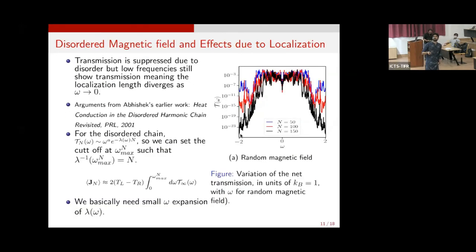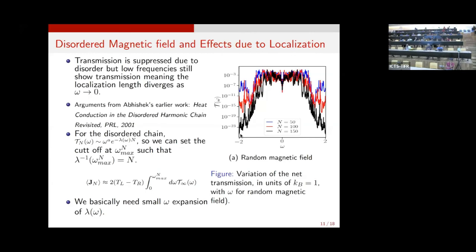So when this lambda of omega times n is an order 1 number, then this omega to the power a will become relevant, and it will contribute. And when lambda of omega times n becomes much larger, then the transmission will basically be 0. So when you plug it into the transmission expression, you will just have to integrate the transmission till this omega max n, where omega max n is basically the frequency at which lambda inverse of omega max n is basically n.